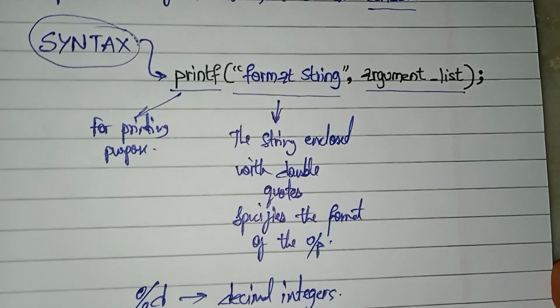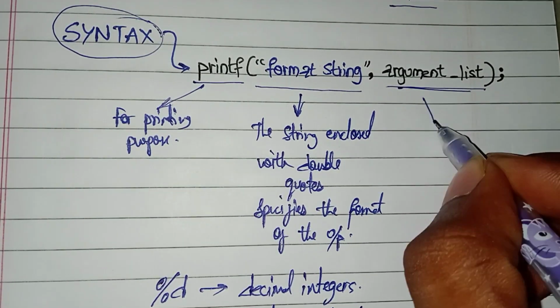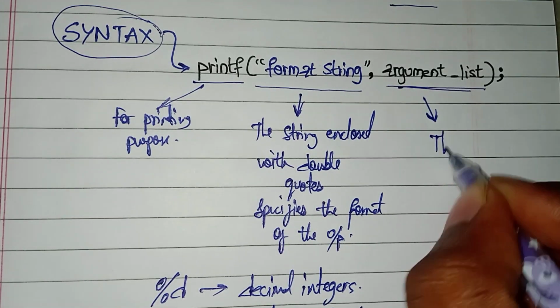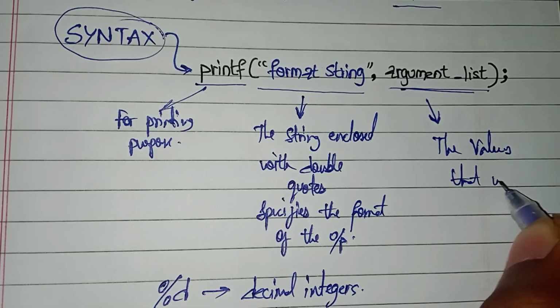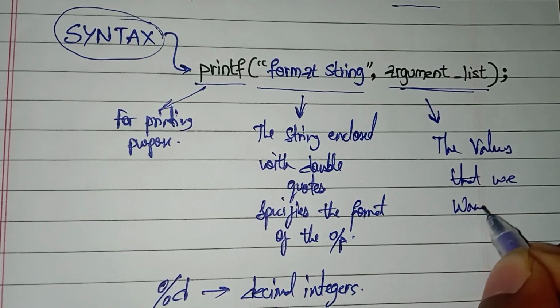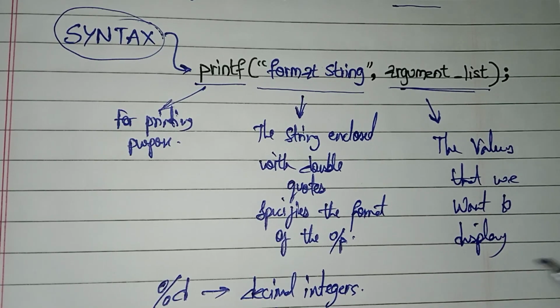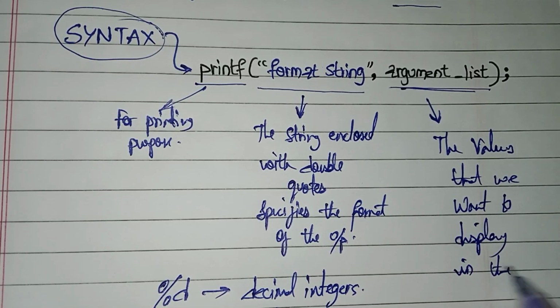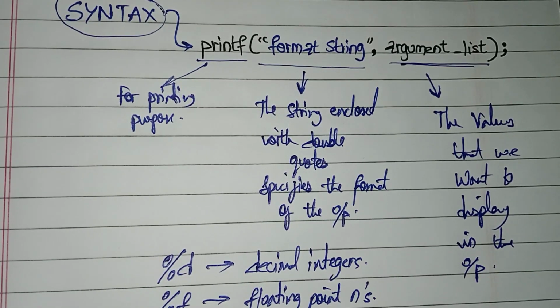And now coming to argument list. Argument list is nothing but the values that we want to display in the output or in the console. For example, if we want to display hello world, we code hello world. So printf hello world, the hello world is displayed or printed in the console or in the standard output.